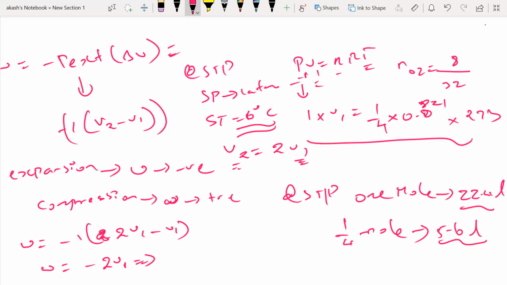You will get the volume as approximately 5.6 liters. Or if some other pressure and some other temperature were given, you would definitely have gone for the equation PV equals nRT to find the volume V1, because you know all the other quantities.